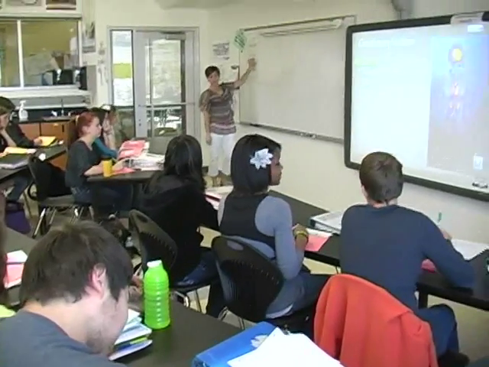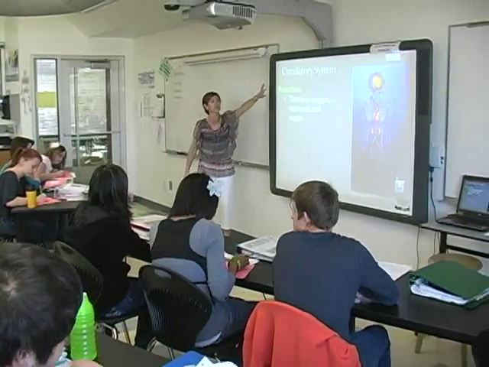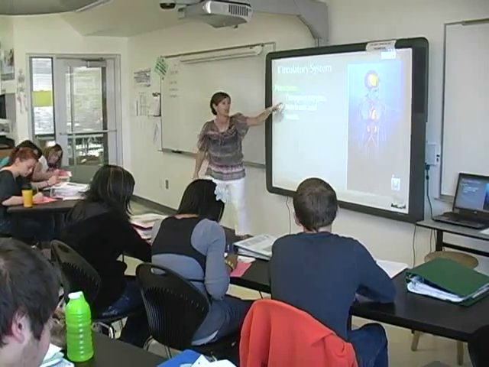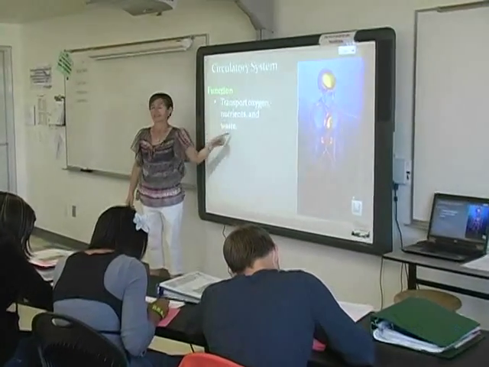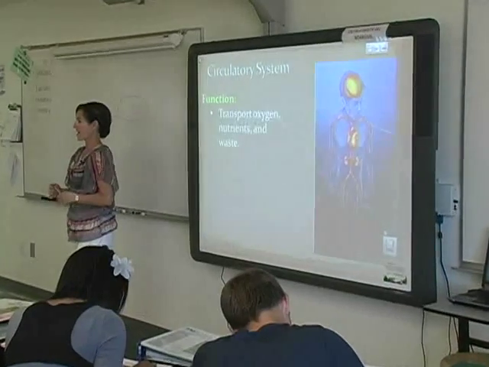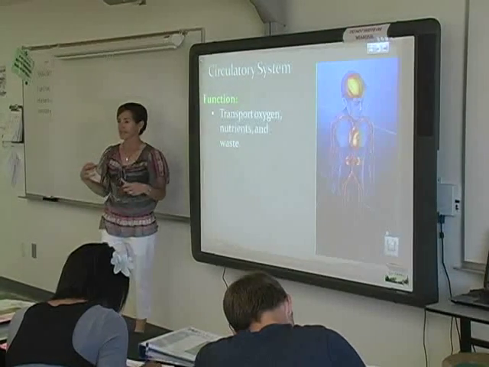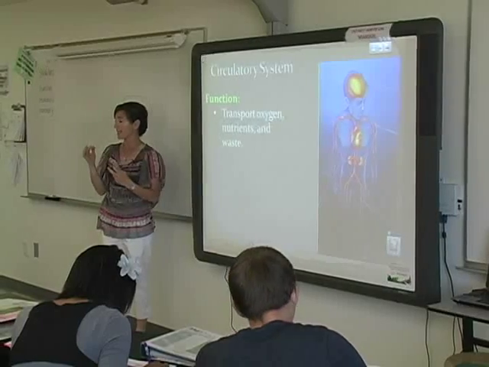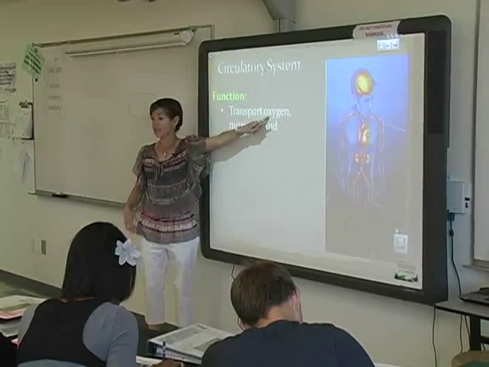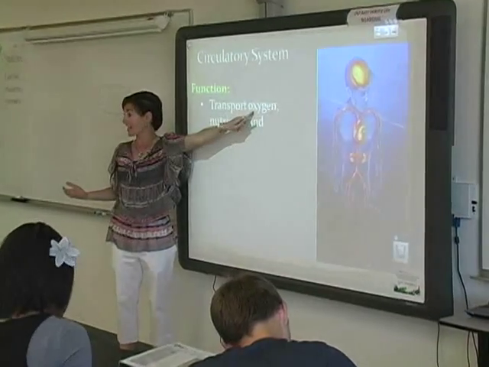The next one is function, right? So the function, what does the circulatory system actually do? What is its main job? And its main job is to be a transporter of oxygen, nutrients, and waste. So the blood acts as a little highway, taking all the oxygen and nutrients and waste all throughout the body. If it's oxygen, it takes it to a certain area. Where do you think it's going to take the oxygen to?